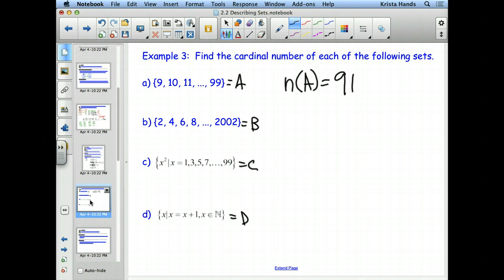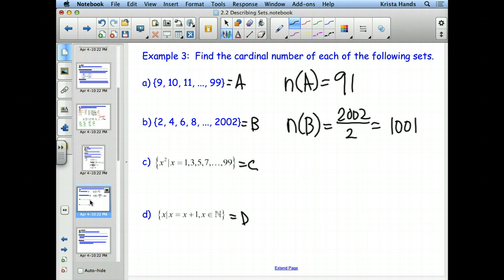How about on the second one? What kind of numbers are you seeing? They're evens. So again, if I were to start with the first number being 1 and go all the way to the number 2002, I would have how many numbers? 2002, but I don't have all of them. I only have the evens. So what do I have to do? Divide by 2. So if I'm talking about the number of items in set B, I'll write that down. It's actually 2002 divided by 2. So how many numbers do I have? 2001, right?